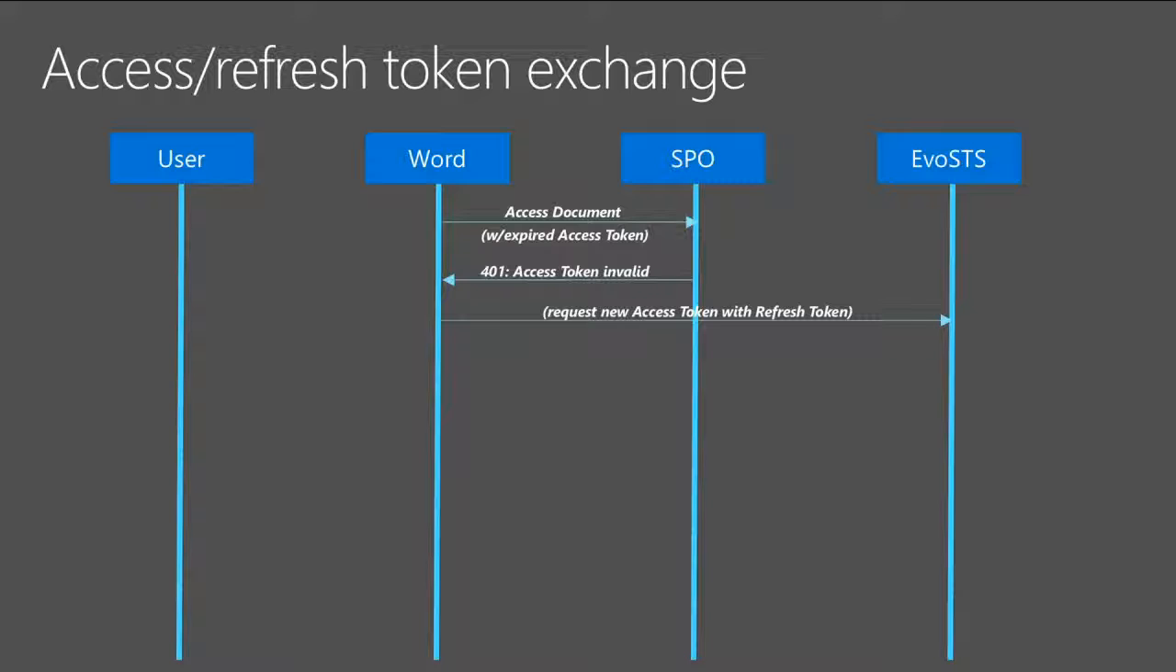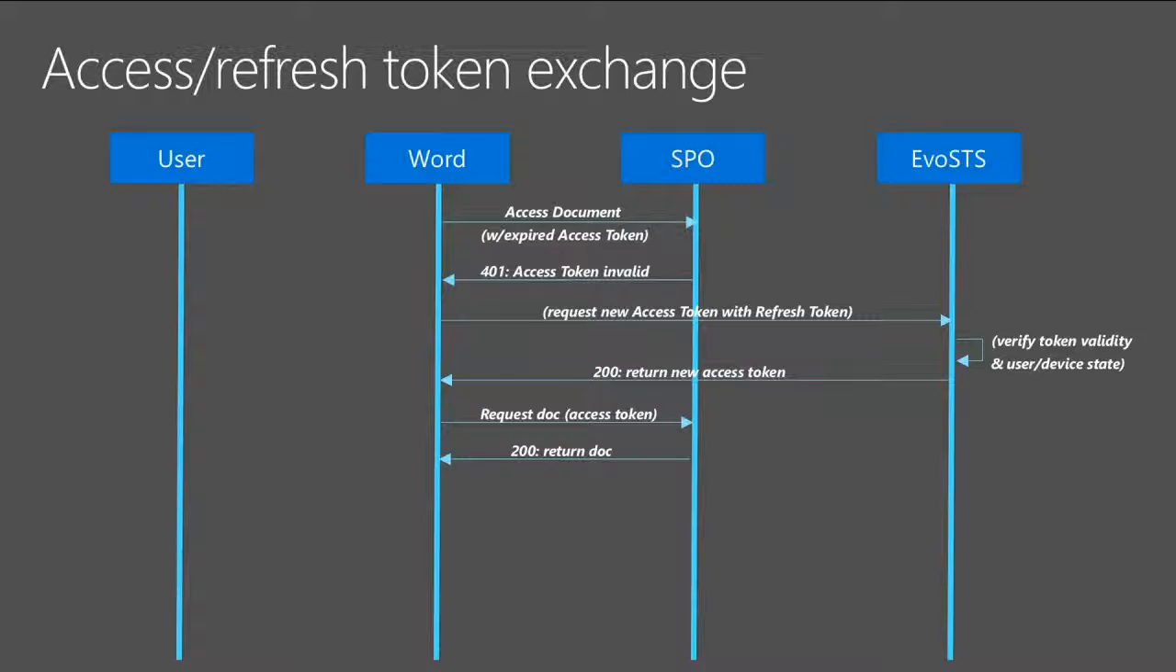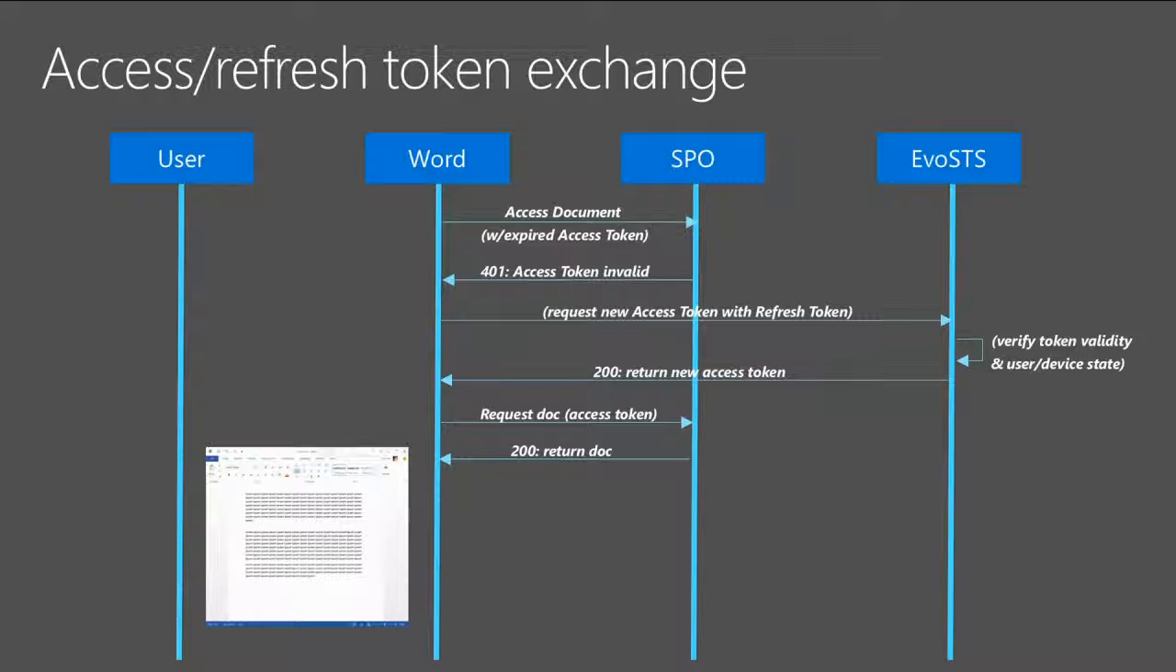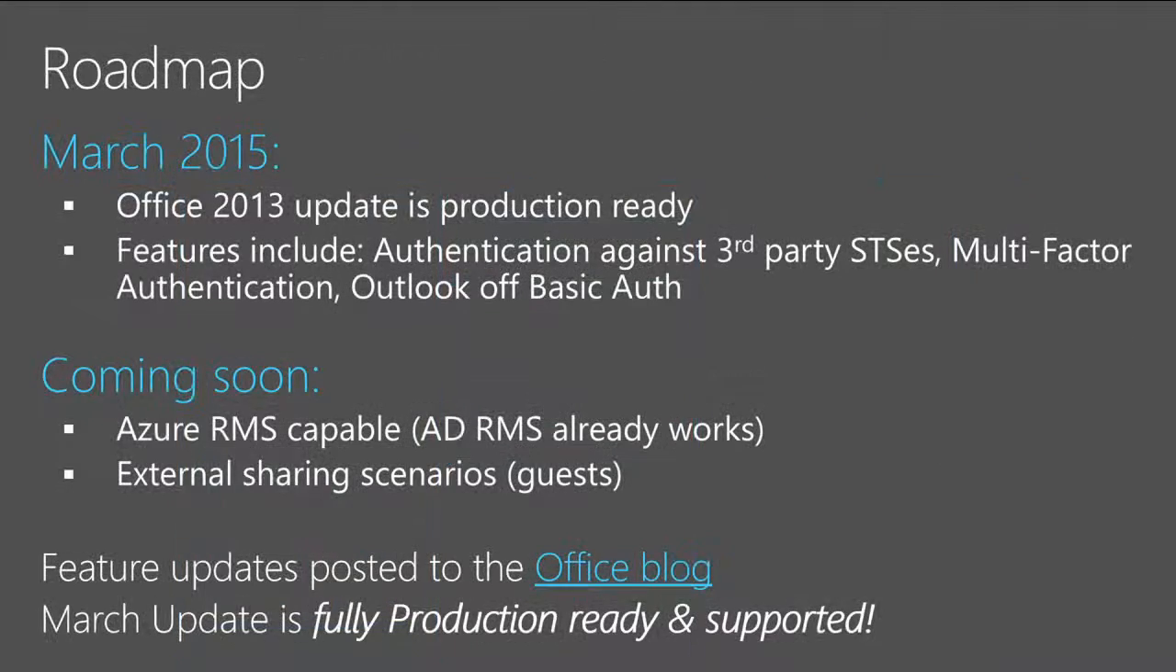Word will reach out to Evo STS with that refresh token that was cached in Credman, and say, please give me a new access token. Evo STS will verify that that token is valid, and also perform other checks. This is the choke point where some of the features that we'll talk about later kick in. So if everything looks good, that token's valid, the user's still valid, the device is still valid, it'll take that refresh token and issue a new access token. Word gets the access token, goes back, tries to make that save again to SharePoint, and everything looks good. So that's how these two tokens interact in terms of the overall flow. And again, document opens, and Bob's your uncle.